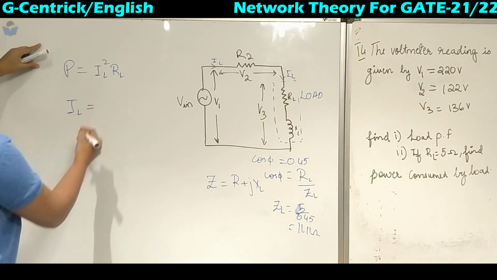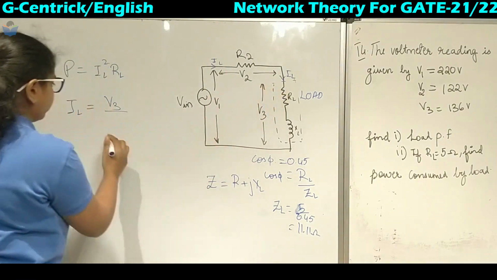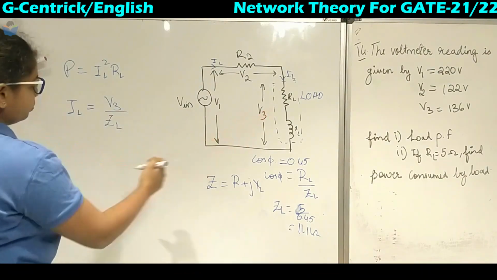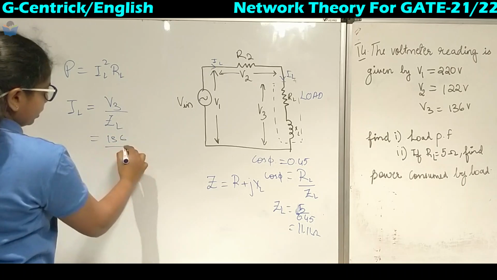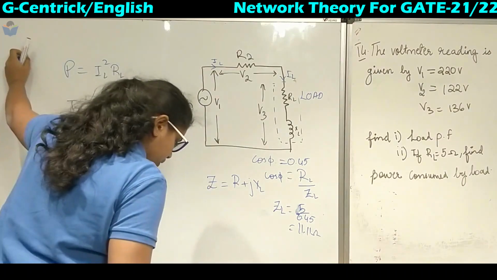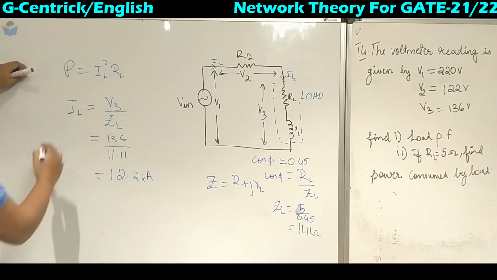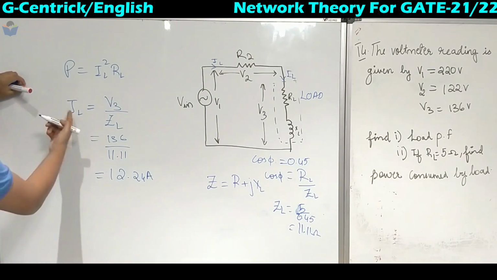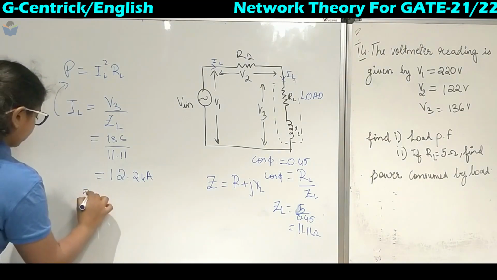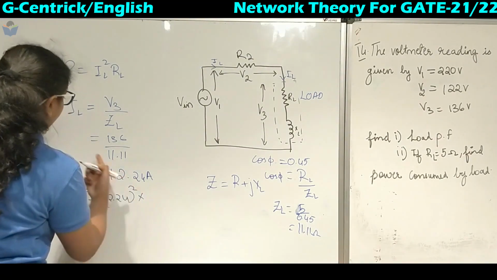IL will be equal to V3 upon the impedance of the load. V3 I know, that is 136 volts. ZL I found out, so it comes out to be 12.24 amperes. So we found the value of the current. Now if I substitute the value of current in this one, 12.24 whole square into load RL.